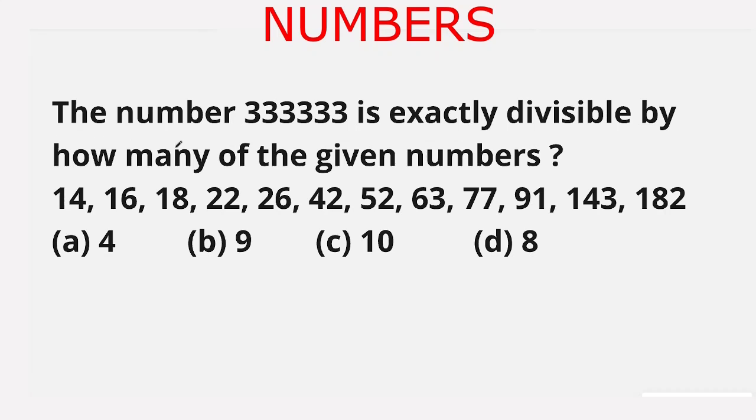Our question is: the number 333333 is exactly divisible by how many of the given numbers? The numbers are 14, 16, 18, 22, 26, 42, 52, 63, 77, 91, 143, 182. And the given options are option A 4, option B 9, option C 10, option D 8.